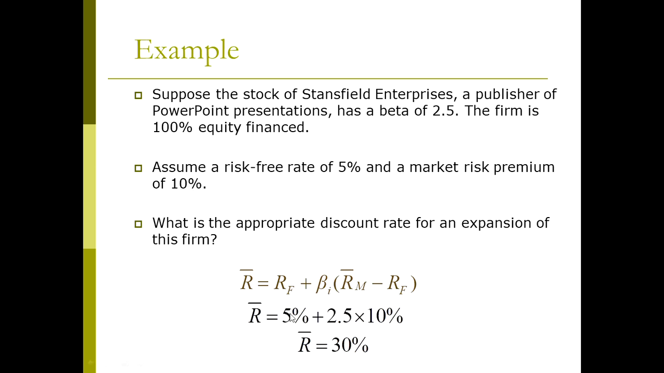Plugging all the numbers into our CAPM, 5% risk-free rate plus 2.5 beta times 10% market risk premium, the cost of equity is 30%. That means the company needs to yield at least 30% on the new project. So the required rate of return for the equity capital is 30%.